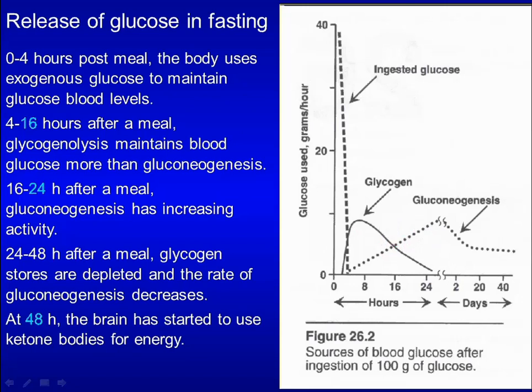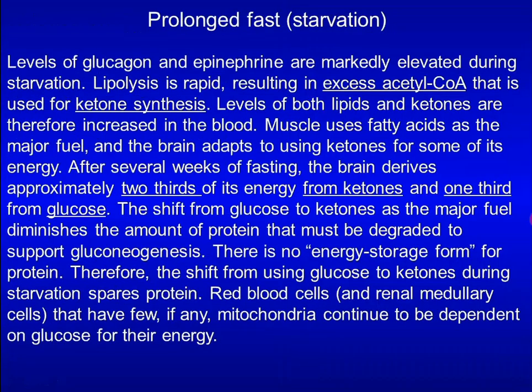At 24 hours, glycogen is almost depleted. At 48 hours, the rate of gluconeogenesis decreases. The brain has started to use ketone bodies for energy. After several weeks of fasting, the brain derives about 2/3 of the energy from ketone bodies and 1/3 from glucose.